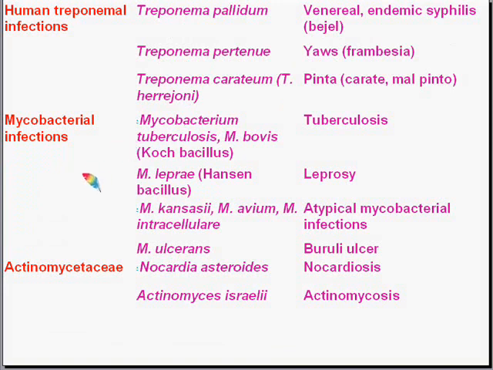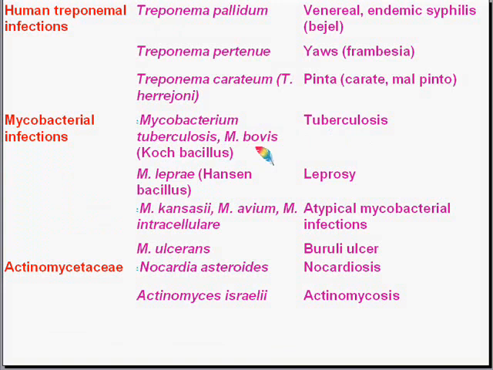You will see tuberculosis caused by the Koch bacillus. Koch was the guy who established Koch's postulates, which was the basis of how we know, or how we can prove, that a specific organism is causing a specific disease. The causative organism of tuberculosis is Mycobacterium tuberculosis, or less likely Mycobacterium bovis.